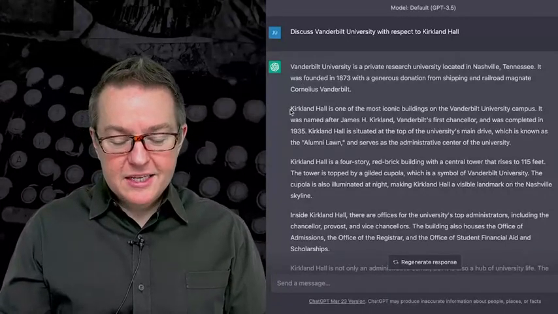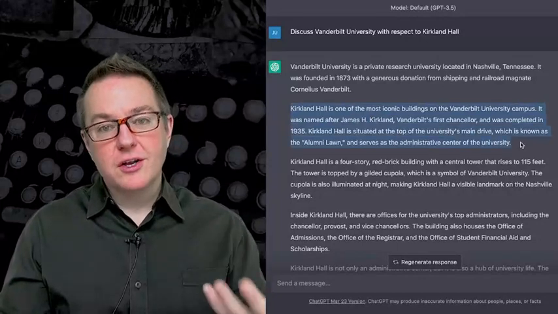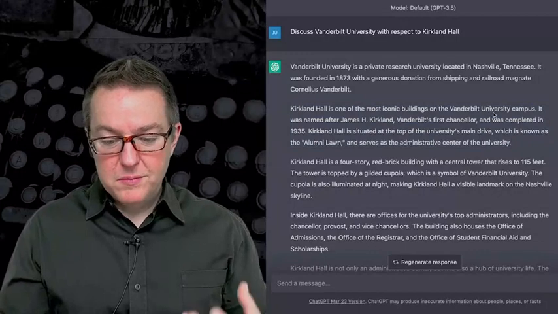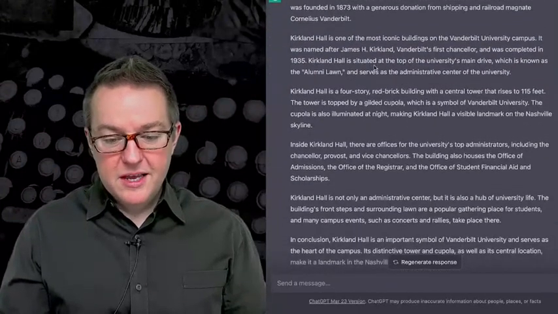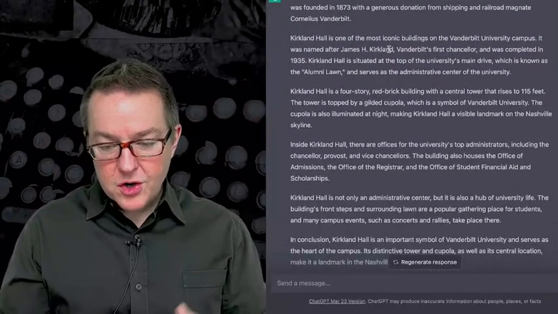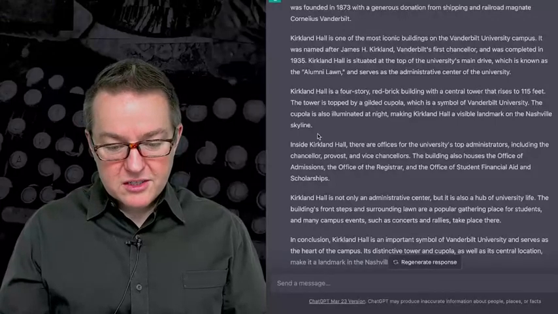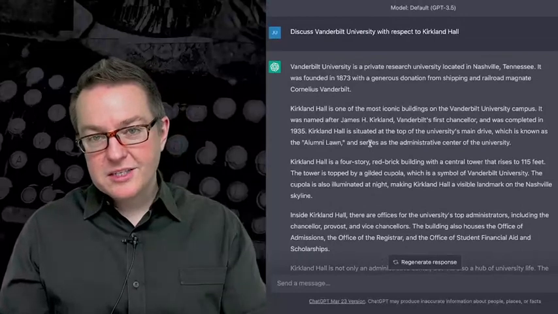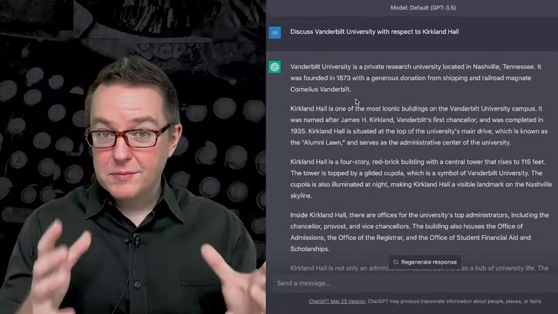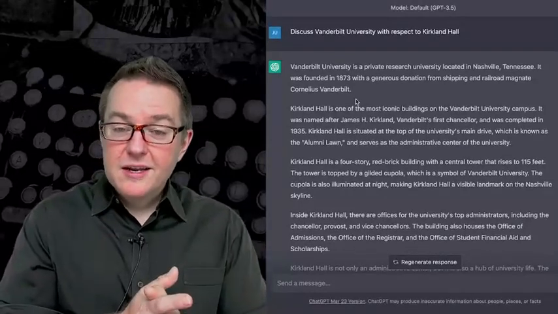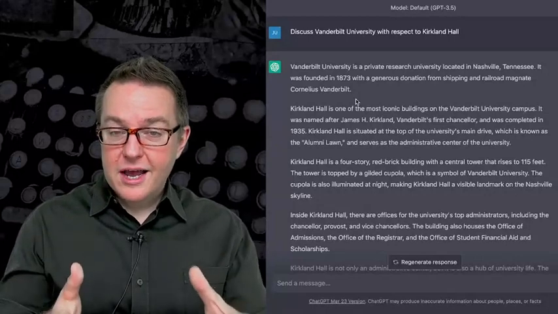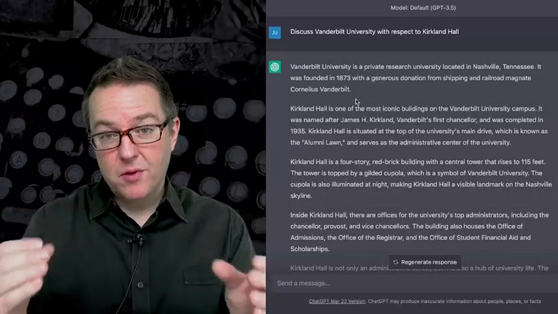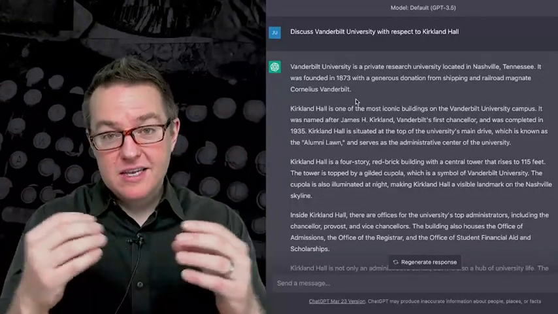And then it cues in on the Kirkland Hall, and it starts discussing Kirkland Hall as one of the most iconic buildings on Vanderbilt University campus, named after James H. Kirkland. It then talks about Kirkland Hall, Kirkland Hall, Kirkland Hall. And so we've now completely changed the output. Even though we had a shared common beginning, we got a much more targeted output. The key to this was that we added specificity into our prompt about what we wanted, the details.